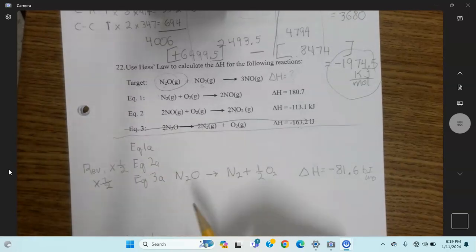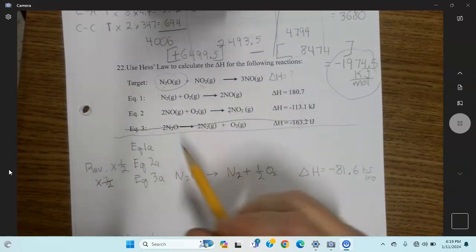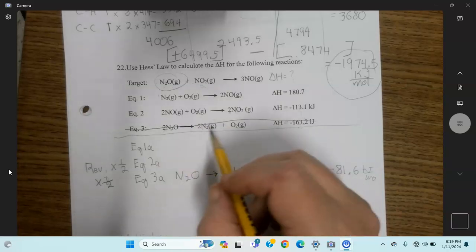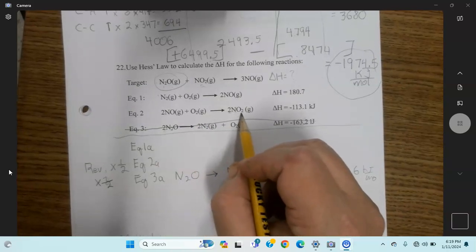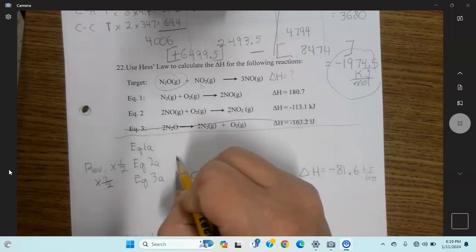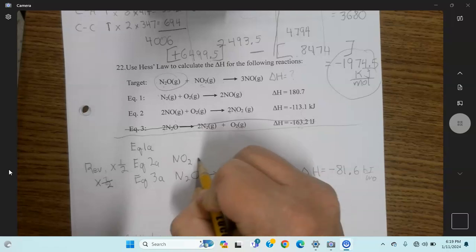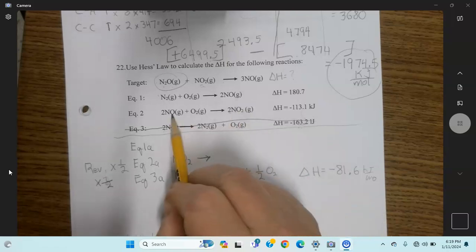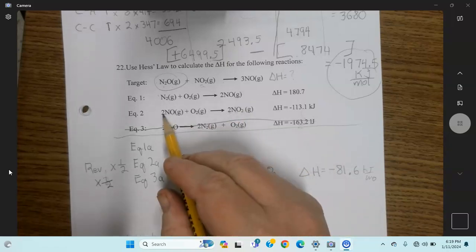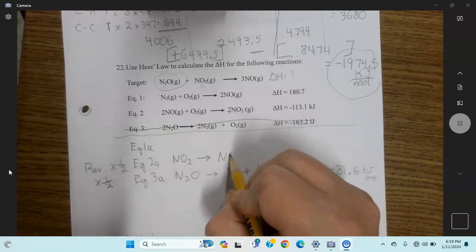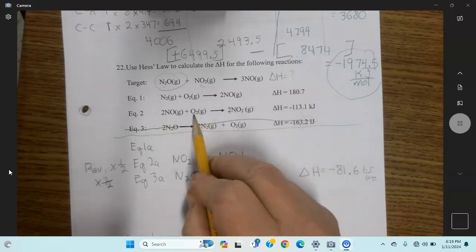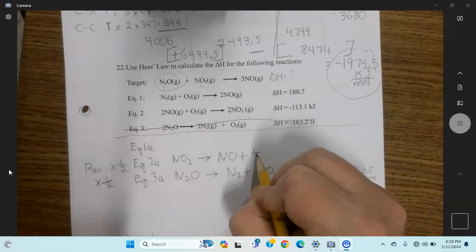Okay, same thing here. All right, so let's go ahead and do that. So that means we reverse it. So that means this 2NO2 is going to come over to the left side, and you're going to cut it in half. So it's just going to be NO2. Now the arrow. Now we look at this. This goes over to the other side, and it cut it in half, so it's NO. Plus, and you cut this in half, and it's 1/2 O2.